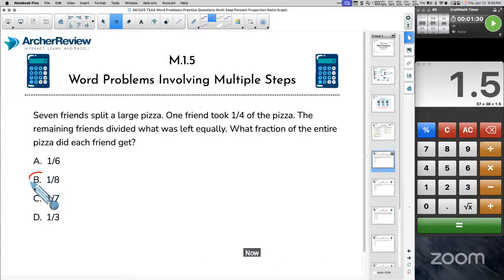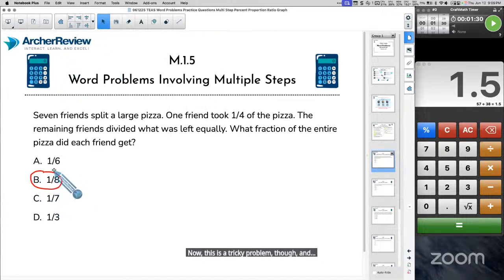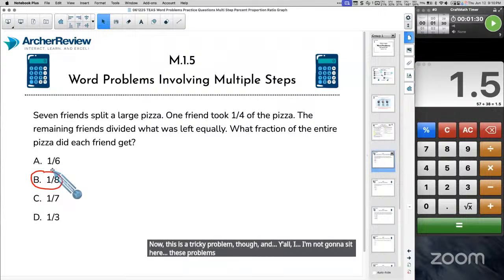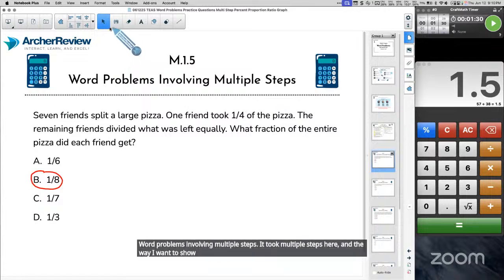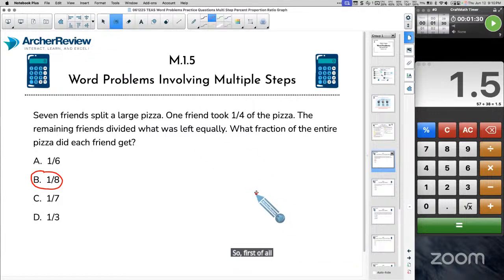Now, this is a tricky problem though. These problems are not identical to the TEAS test, but they're similar. Word problems involving multiple steps. It took multiple steps here. And the way I want to show you this one is I want us to read it and think about this visually. So, first of all, seven friends, they split a large pizza.